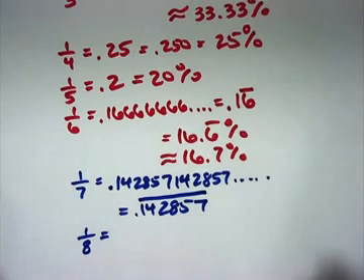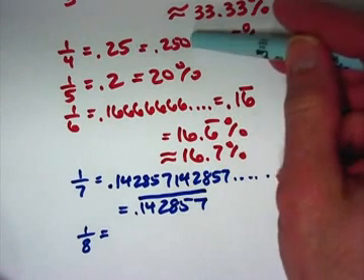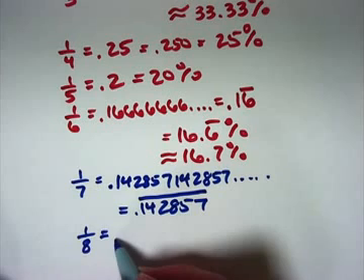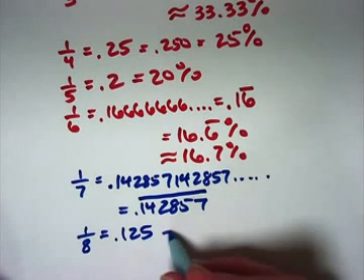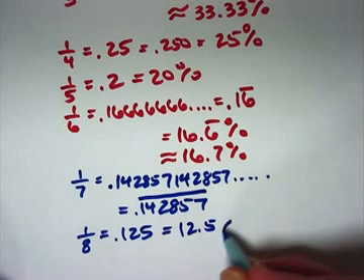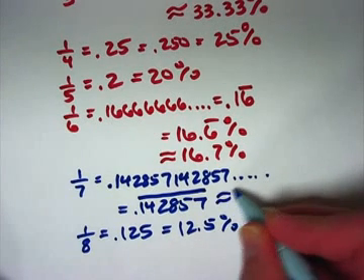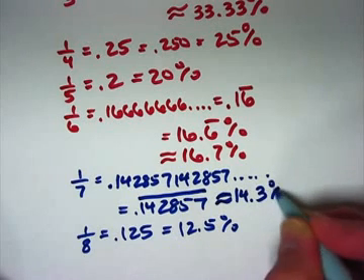1/8, it's 1/2 of a 4th. You could think of that as 1/2 of 250/1000, which would be 125/1000. 0.125. Indeed, that does work. 12.5%. Exactly. This one, 1/7, was about 14.3%. Use an approximately equal to symbol.